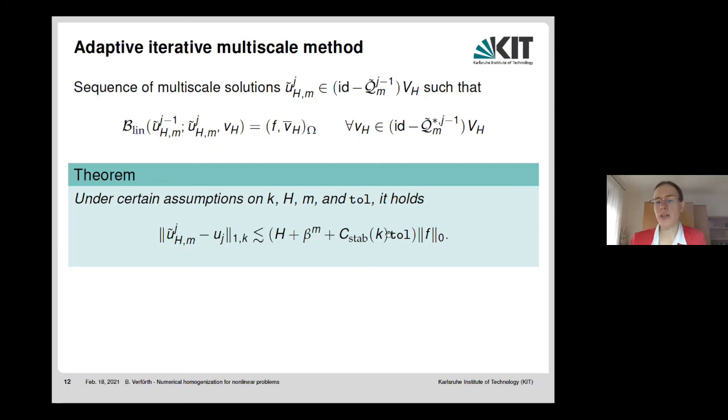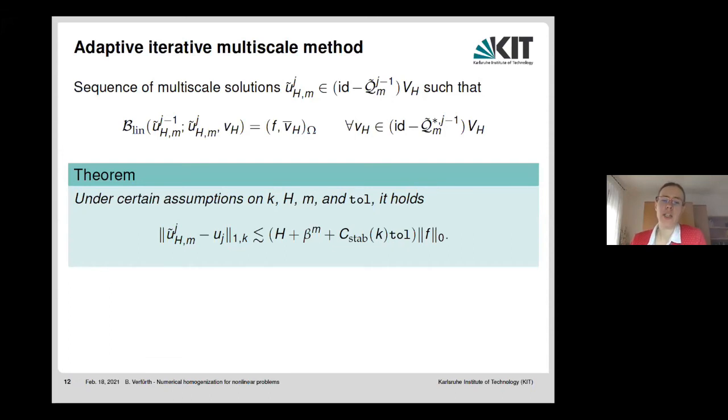And then we have the tolerance in here again, because we don't update the correctors in every step. So if you would update the correctors in each step, this means tolerance equals 0, and you get no additional error term here, but simply the standard convergence.